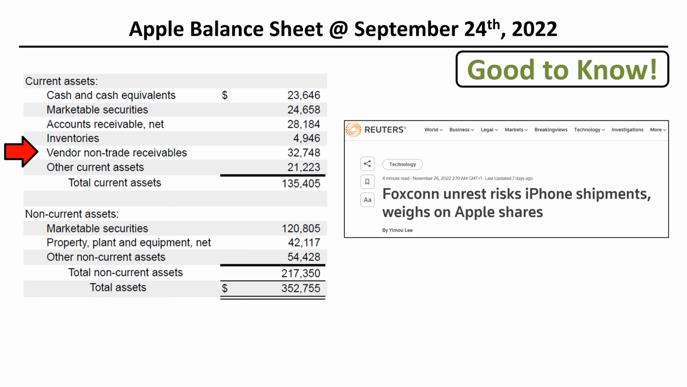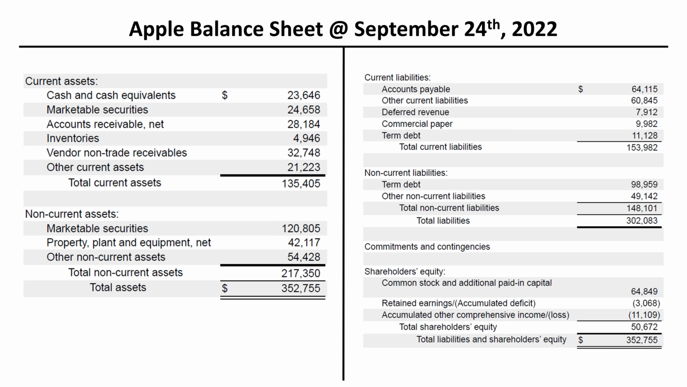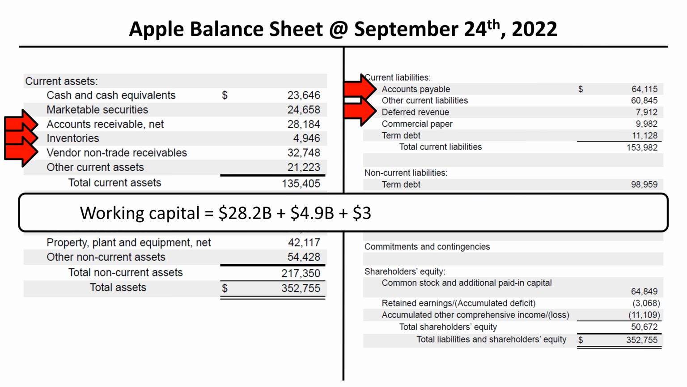Let's put together the pieces of the puzzle that we have just found. Apple's working capital, the total amount of capital invested into the company's operating cycle, its day-to-day operations, has 5 elements. Accounts receivable of $28.2 billion, plus inventory of $4.9 billion, plus vendor non-trade receivables, which are also related to inventory, of $32.7 billion, minus accounts payable of $64.1 billion, and minus deferred revenue of $7.9 billion. That leads to a total working capital of minus $6.2 billion, which for Apple is a great thing.